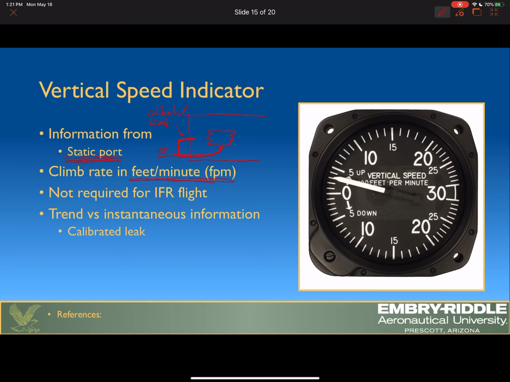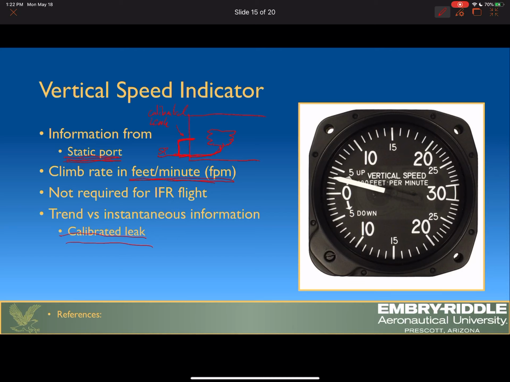So I should say this: as we start a climb, it's going to tell us our instantaneous information. So it's going to tell us whether we're climbing or descending. And then as it settles in that climb, it will tell us exactly how many feet per minute we are climbing or how many feet per minute we are descending. And it does this all because of that calibrated leak. It's sensing the change in pressure. That differential allows us to find our vertical speed information. So that is the vertical speed indicator.